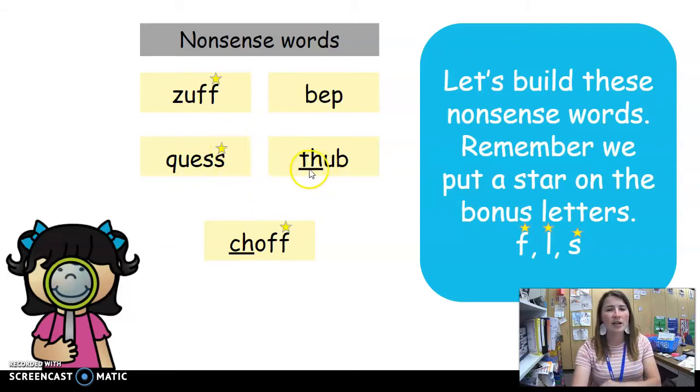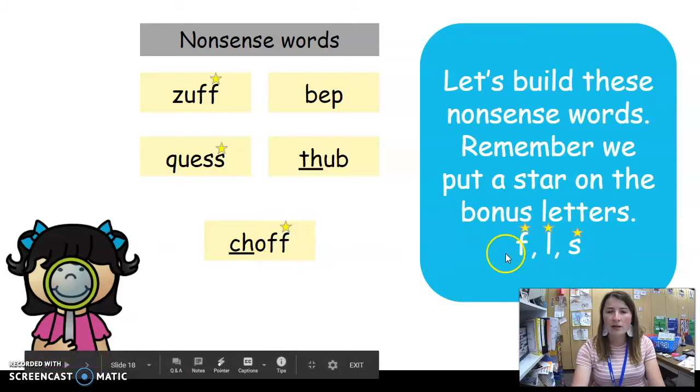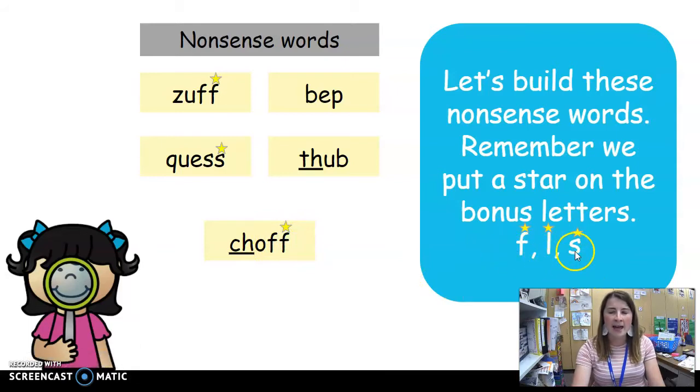Oh, this one's underlined because it's a digraph. Ready? Thub. Last one. This is a digraph, so it's underlined. Chop. Oh, and there's a star because it's a bonus letter. Remember, the bonus letters are F, L, and S. Good job, first graders.